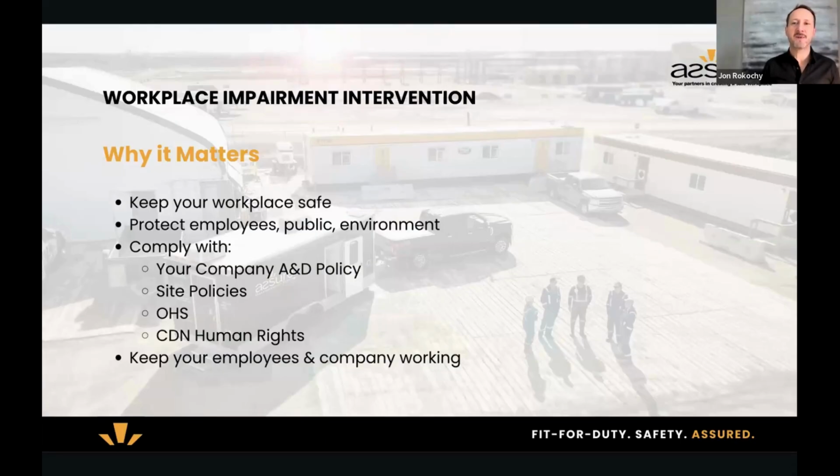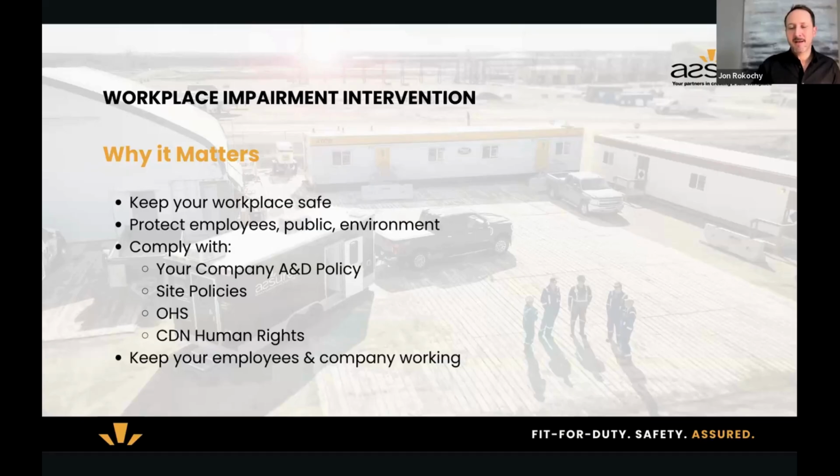So in those moments, it can be helpful to remember, I have a legal obligation to protect this person from themselves, to protect everybody else, to protect the public, the environment. I have to do this. I get to do this. And to comply with Canadian human rights. Human rights also says there's a dignity of the person. There's a way to go about this that protects the dignity of the person and everybody else at the workplace. And by addressing substance use in the workplace, it keeps your staff and your company working.